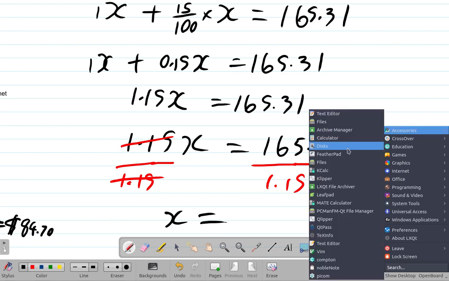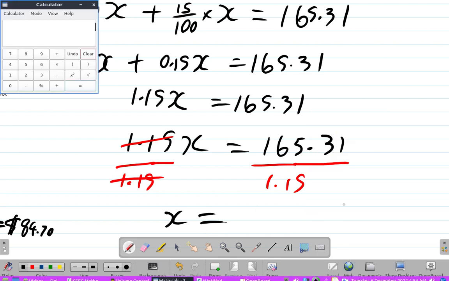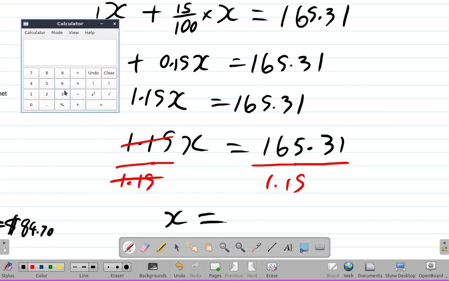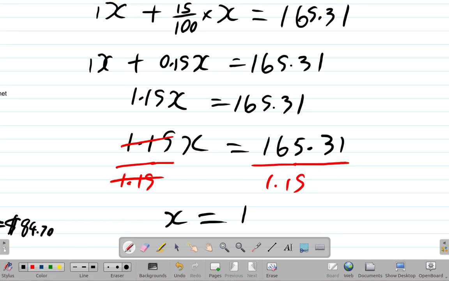Let's get our calculator and work it out. This calculator. $165, I did that, 0.31. 165.31 over 1.15 equals. Right. You get 143.75, so $143.75. So that is the original price.